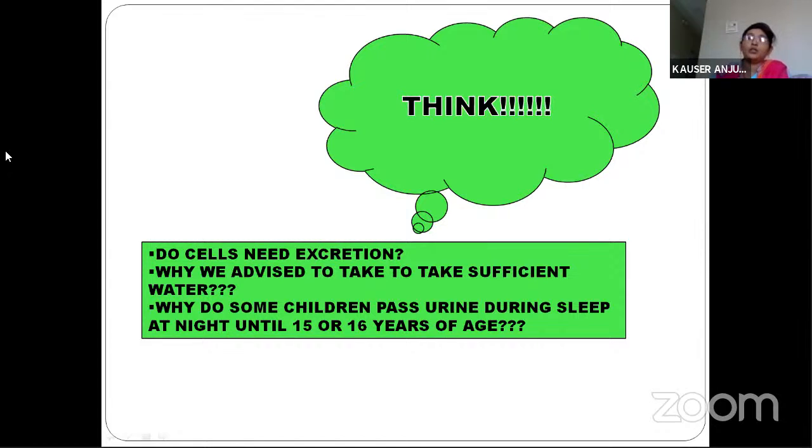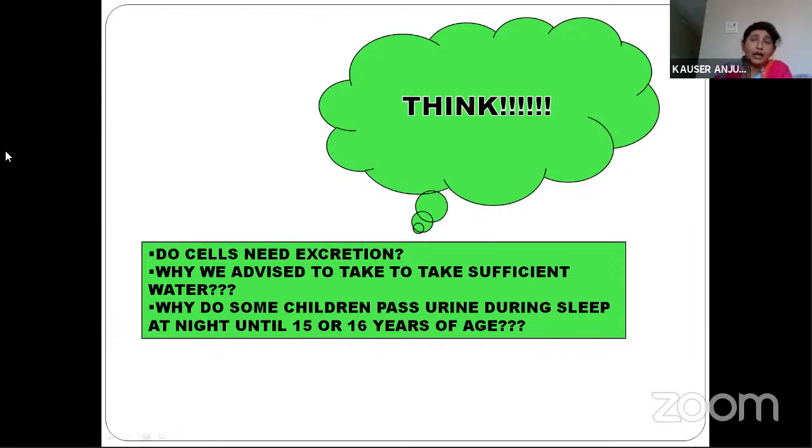Generally we see infants, the children who are below 2 years of age, pass urine during sleep. That is called bed wetting. But as the child grows, slowly the child gets habituated to wake during night time and to pass the urine when he is unconscious. But some children, even as they reach the age of 15 or 16 years, cannot control the urination, and they undergo bedwetting.